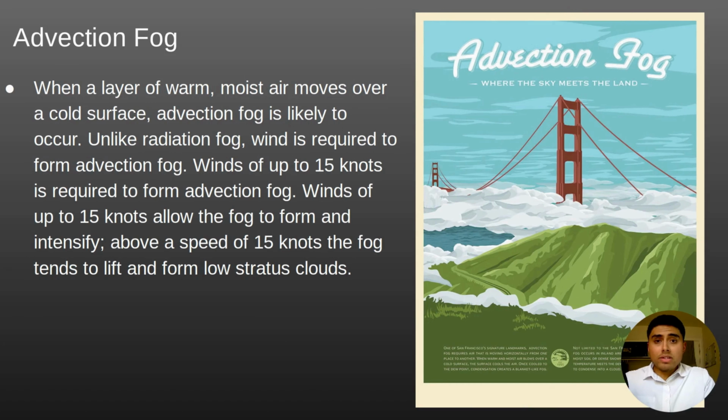Next, we have advection fog. This happens when a layer of warm, moist air moves over a cold surface, such as an ocean. Unlike radiation fog, this can only occur with winds of 15 knots for advection fog to form. I have an image of the Golden Gate Bridge here in San Francisco as a perfect location and perfect conditions for advection fog to form. If you've ever been there, 8 times out of 10, there has been some sort of fog either rolling through the city or the bridge, or probably just both of them in general.